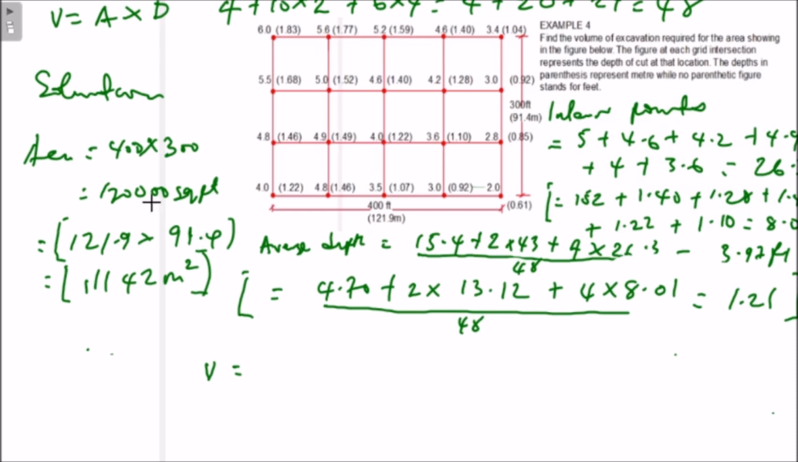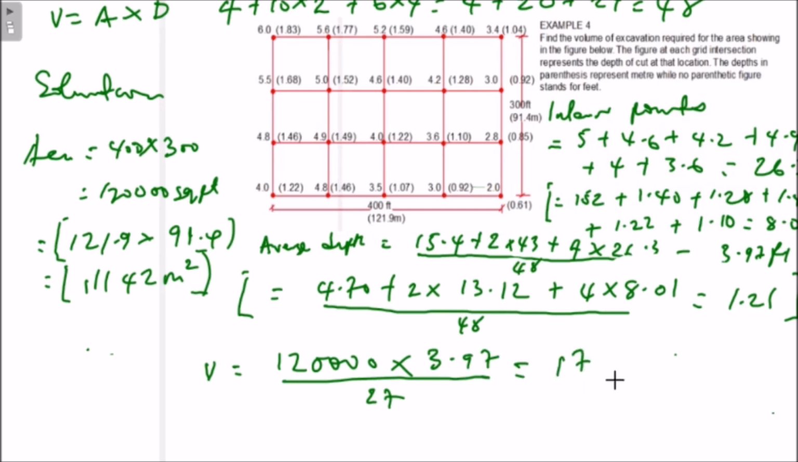So what we're going to have here is our area we got earlier, 120,000 square feet, because this is our horizontal area, multiplied by the average depth, which is 3.97. So we'll divide this by 27 in order to get our answer in bank per cubic yard. So this will be equal to 17644 bank per cubic yard.